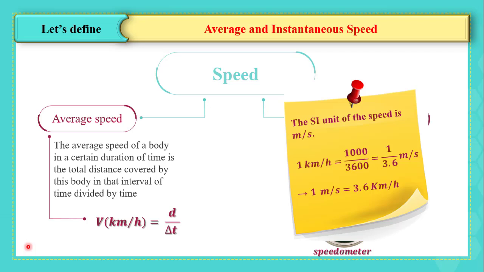Note that the SI unit of speed is meter per second. So, to convert from kilometer per hour into meter per second, start by converting kilometer into meter by multiplying it by 1000 and converting hour into second by multiplying it by 3600. Then, from kilometer per hour into meter per second, we divide by 3.6, and from meter per second into kilometer per hour, we multiply by 3.6.